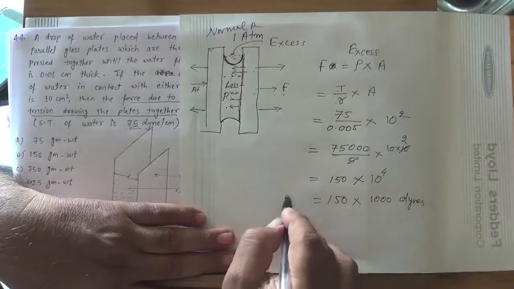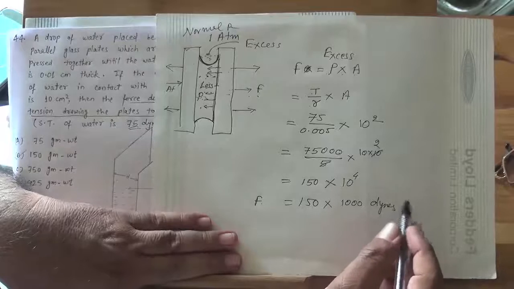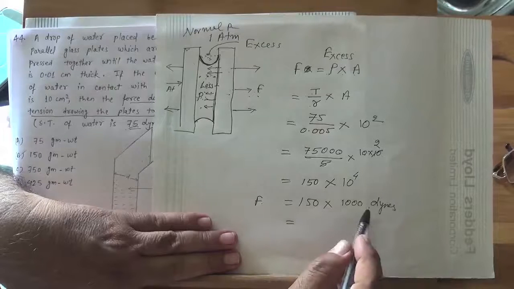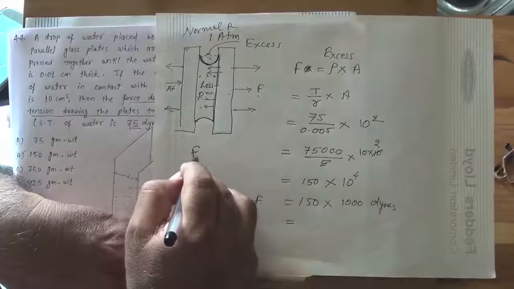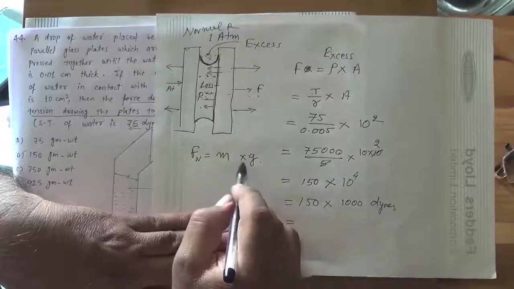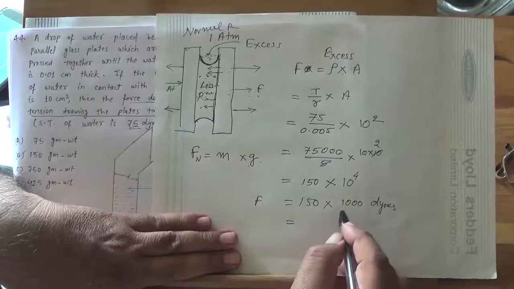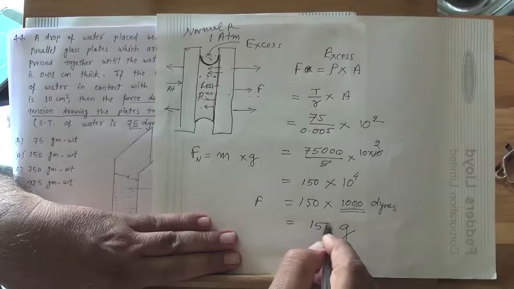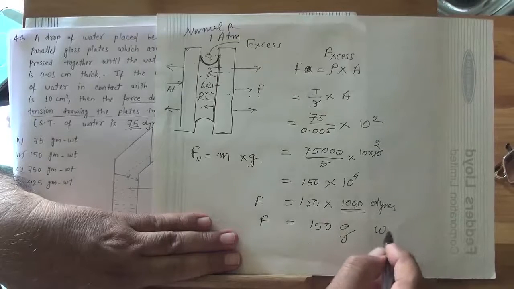This is force, and this force is in dynes. If we want to convert it into mass, that is the weight force, then we can convert it into mg. F is equal to mg. The value of g is 980, which we can take approximately as 1000. So we can write this as 150 g, so the force is 150 gram weight.